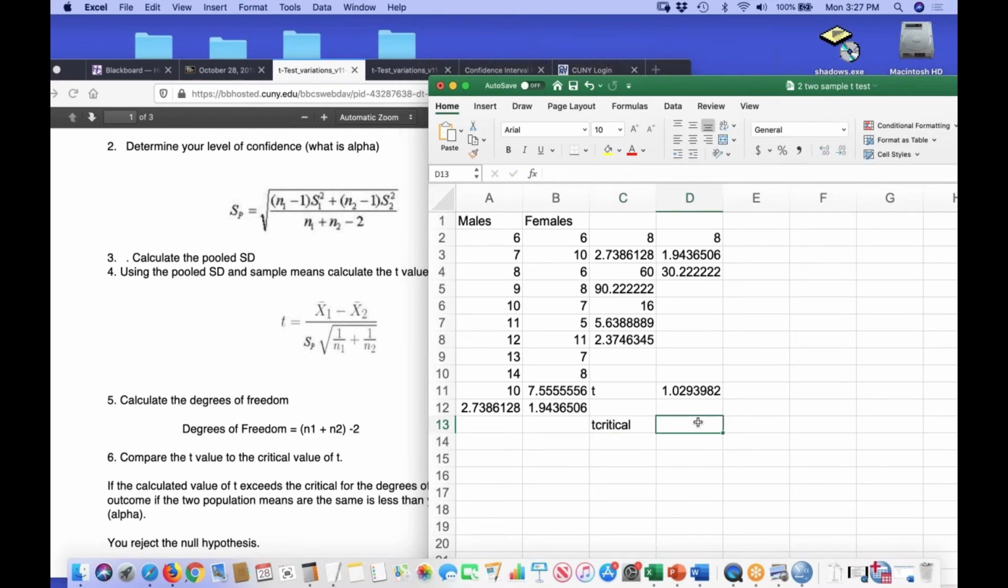My critical value of t was 2.12, I think. I don't remember. I think it was something like that, right? Does the t that I calculated exceed my critical value of t? The answer is no, so I fail to reject my null hypothesis. I'm going to repeat this calculation using SPSS.